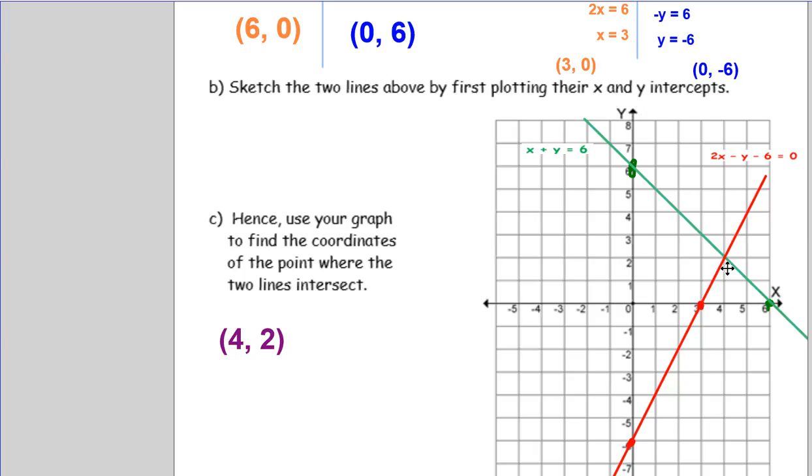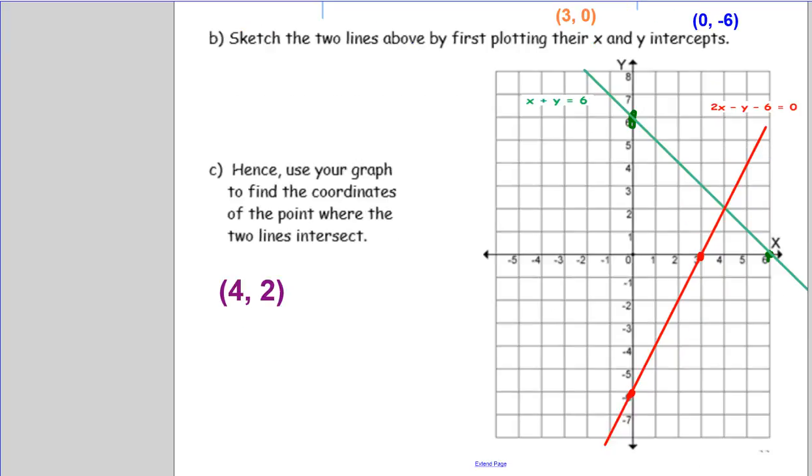Again, the graphing method for finding the intersection point is pretty rough. So you just write down your answer (4, 2). If you want, put an arrow pointing out where you got it from. That's okay too. This is just a little recap on the graphing method: you find the x and y intercepts of both lines, plot them, connect them up, and find the coordinates of where they cross.